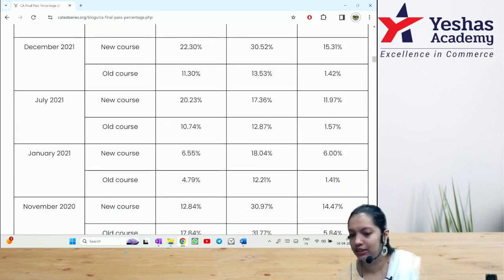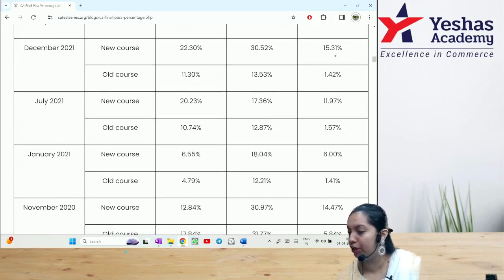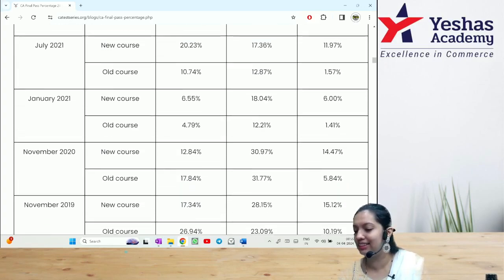Okay. 2021, new syllabus 15%, out of 115 had cleared. Old syllabus 1 had cleared. July, new syllabus 11, old syllabus 1. Jan, new syllabus 6, old syllabus 1. So out of 100 who are giving CA exam, only 1 or 2 clear. I gave in that old syllabus only because I had already completed class and I had prepared. So I gave in old syllabus. You see this comparison.